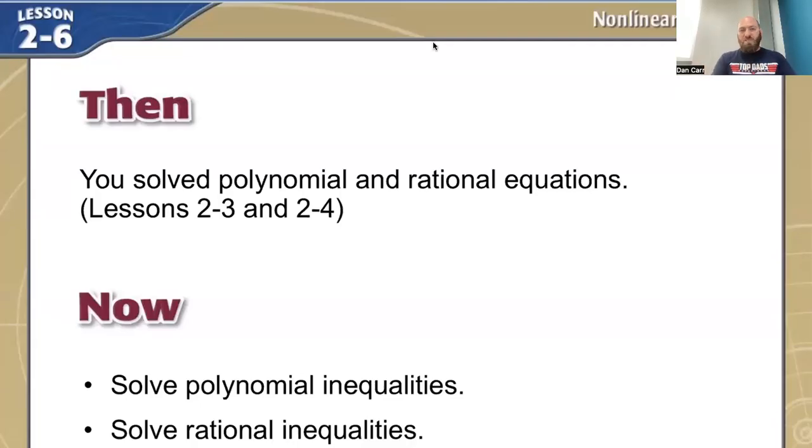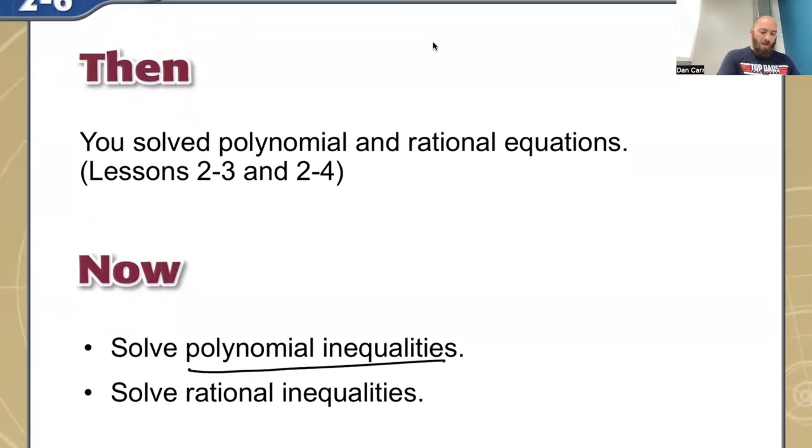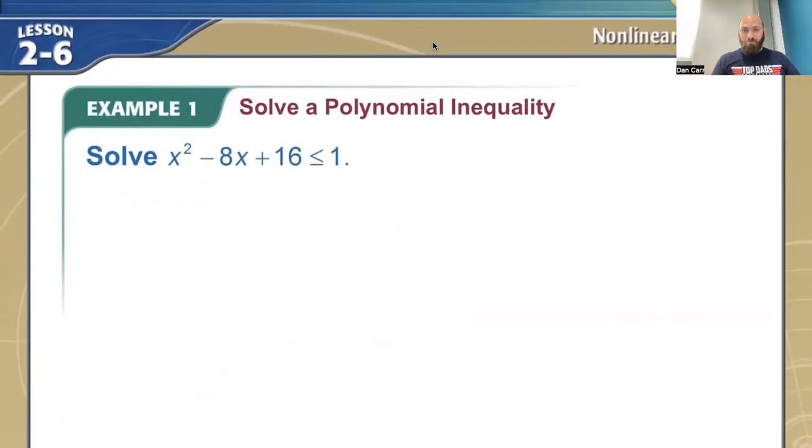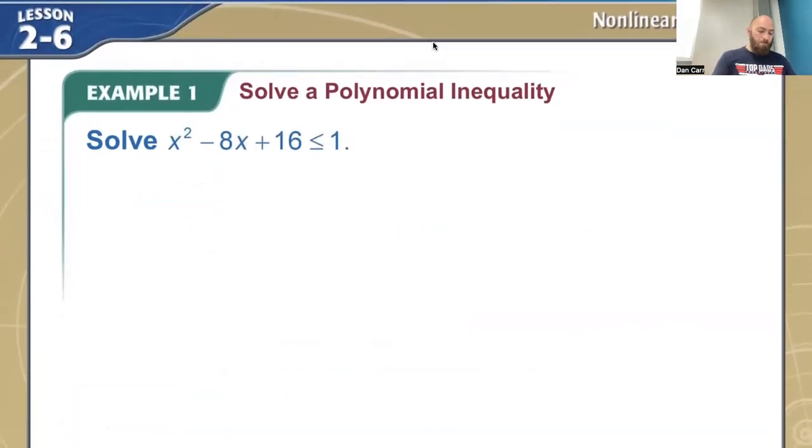Today we're going to be talking about 2-6 day 1. What we've covered in the past already is solving polynomial and rational equations. Now we're going to be talking about polynomial inequalities, and the next one we'll talk about is rational inequalities. So instead of solving for zeros, we're going to solve for a range of values with our inequalities. So here's what this one looks like.